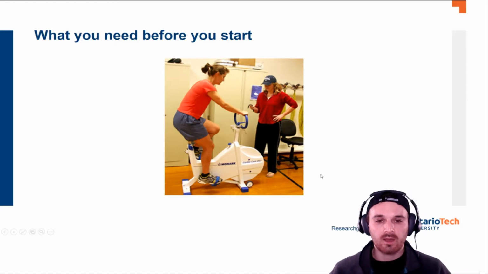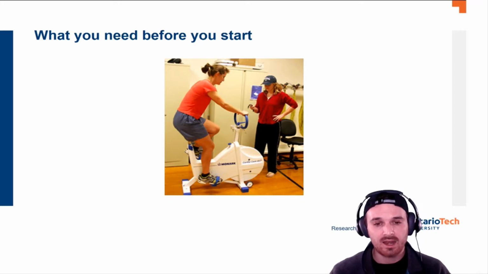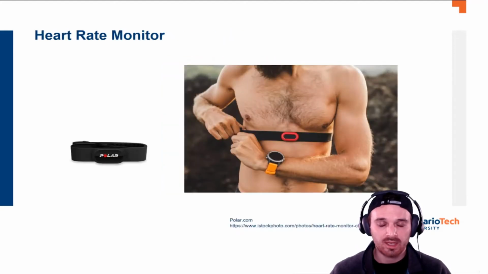Okay, so what you need before you start is not much. It's not anywhere near the amount of stuff you need to run a direct test. You basically need an erg of some kind: a treadmill, a cycle ergometer, or you could probably do this on a rowing or skiing erg or something like that. You would typically need an RPE chart and a clipboard or something to hold your things on. I would generally prefer to use a heart rate monitor as a backup.